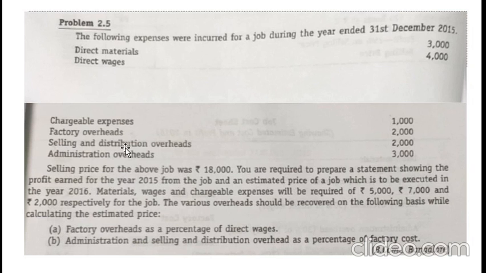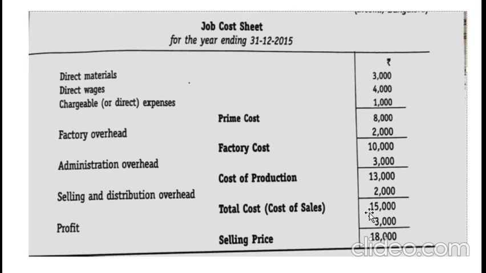Yes, in this problem they have not given you the profit, but they have given you the selling price, which is rupees 18,000, and they have asked us to show the profit which you are going to earn from 2015. Yes, we can easily find out because we have cost price. Now we have selling price in the question, which is 18,000. So selling price minus cost price, the difference will give you your profit. So in this question we have 15,000 and we have 18,000 given in the problem. So 18 minus 15 will give you your profit, which is 3,000.